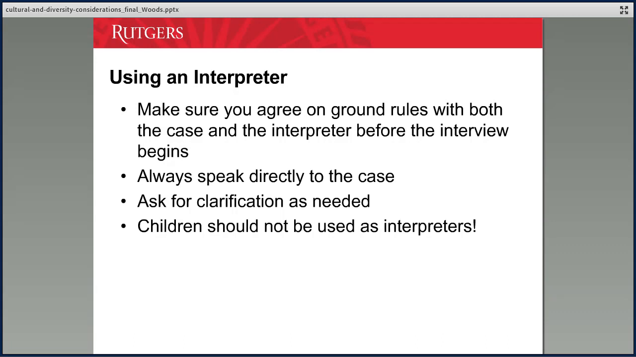These are some points of cultural considerations during a contact investigation.